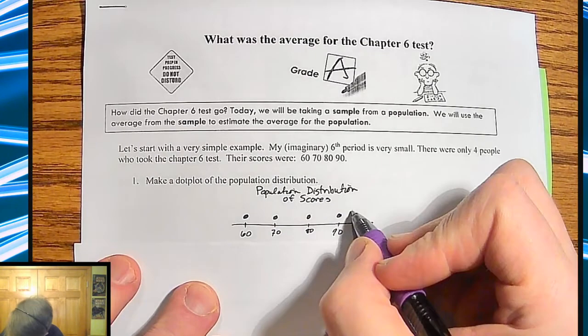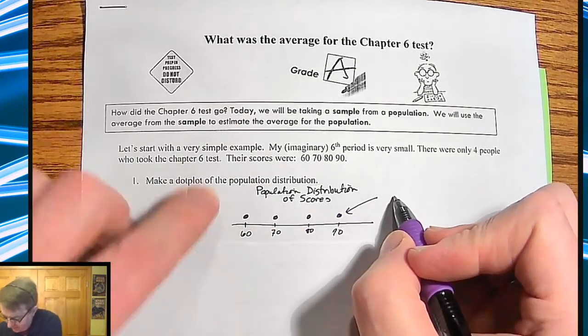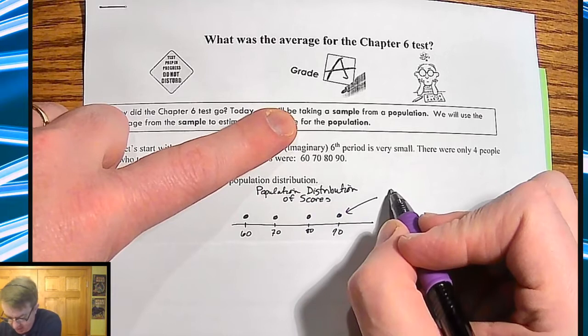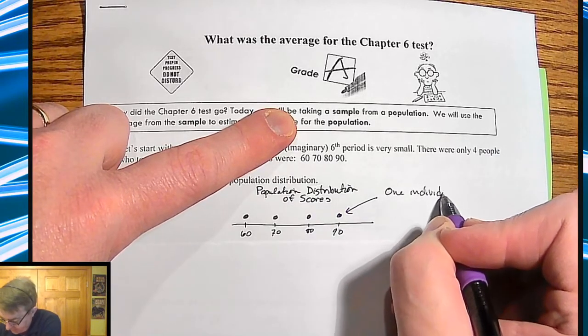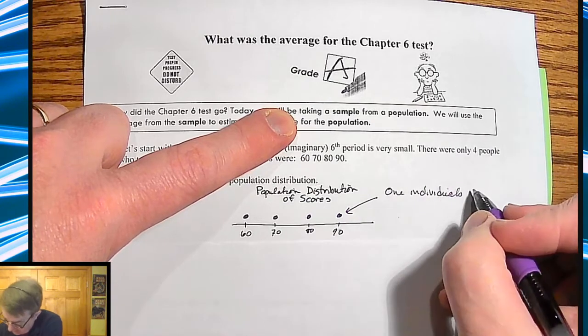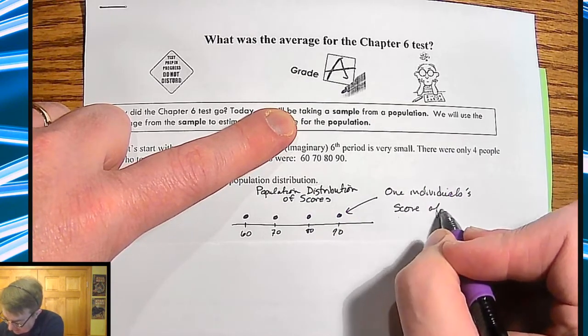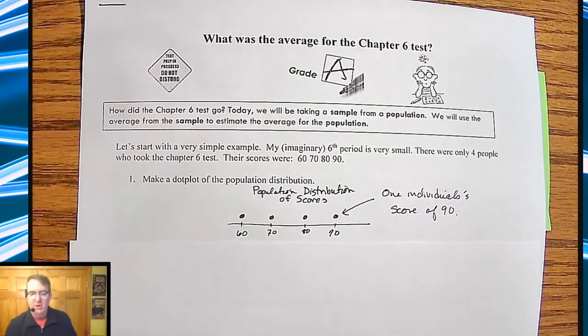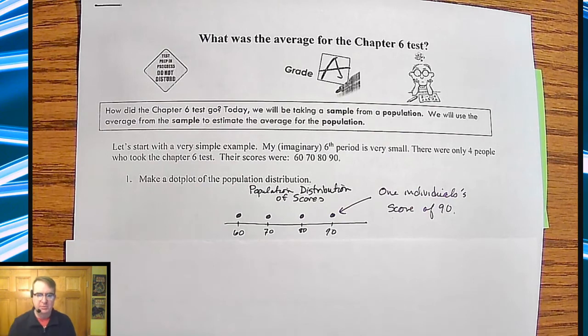Now, the one thing to remember, we talked about this back during the Beyonce unit, is as I make this distribution, this point right here, what does that stand for? In this case, since this is our population, that is going to be one individual's score, in this case of 90. Okay, so each one of these is representing a different score of somebody in the class.